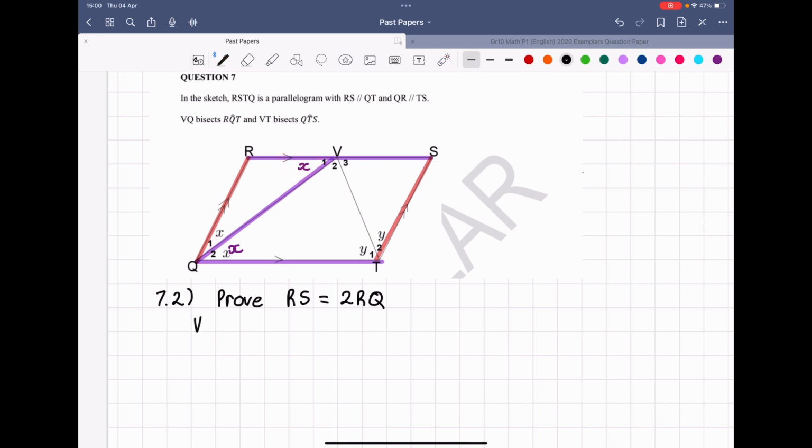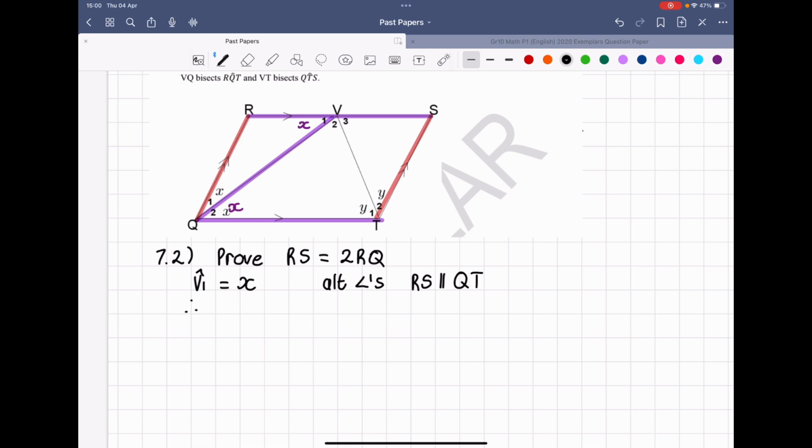So I'm first going to write that angle V1 is equal to x, and that's alt angles, RS parallel to QT. Therefore, angle V1 is equal to angle Q1. Then I can say, therefore, the line RV is equal to the line QR, and that's because of equal angles under opposite sides. So I found that this line is equal to this line.